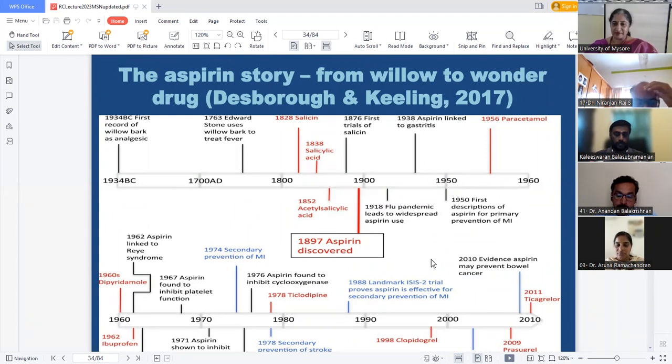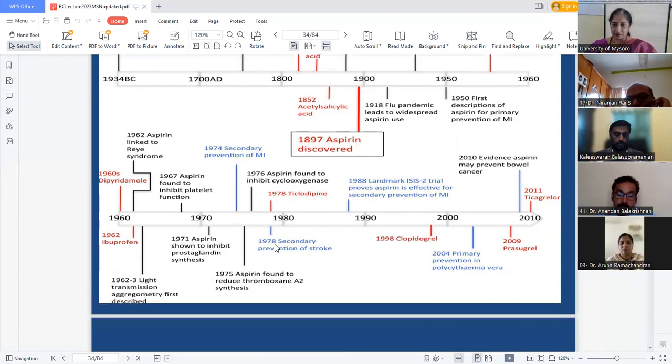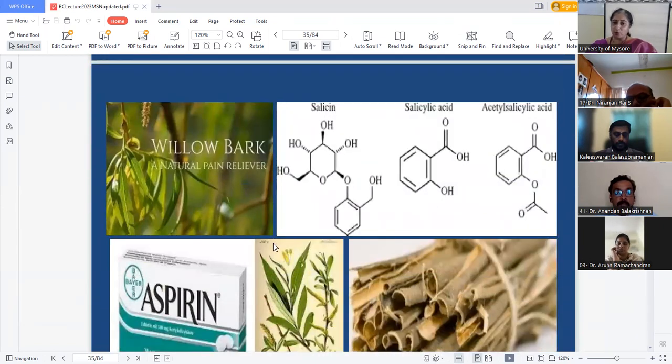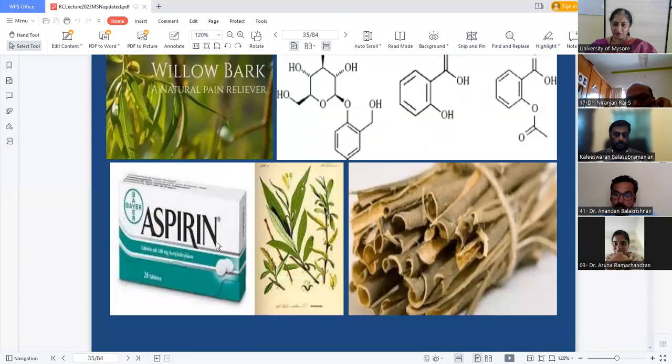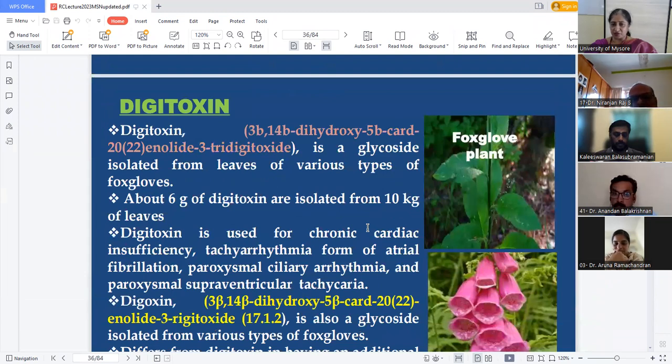It is used to prevent bowel cancer, and for secondary prevention of stroke. It is found to inhibit platelet function, and also to inhibit cyclooxygenase, which is involved in the inflammatory response. It is known as weeping willow because the branches of the willow, Salix species, droop down. That's why the name, and this is the medical formulation of aspirin and the bark that is used.